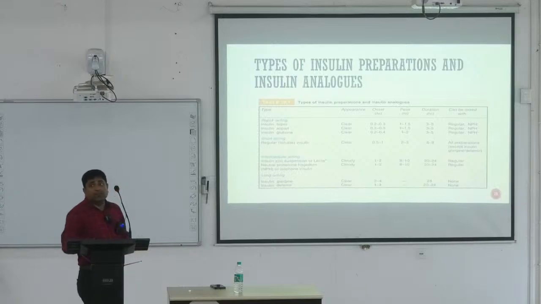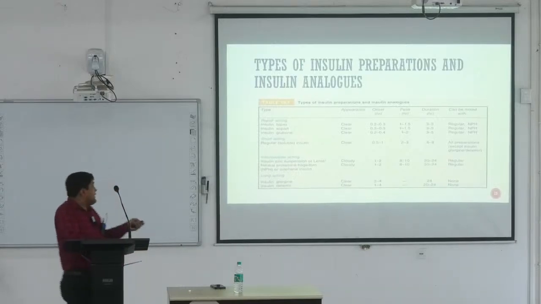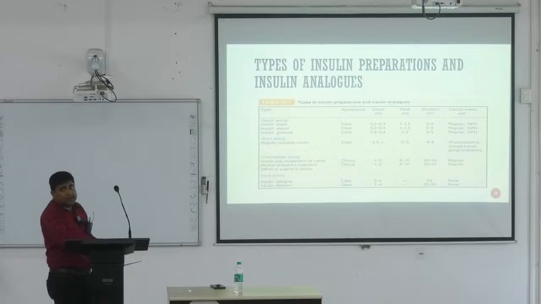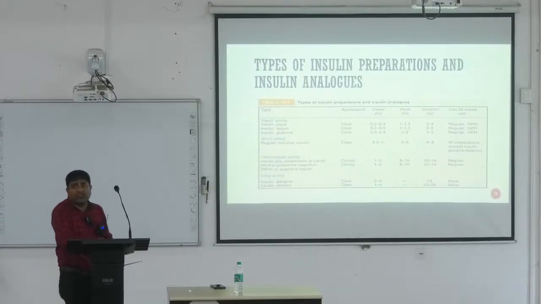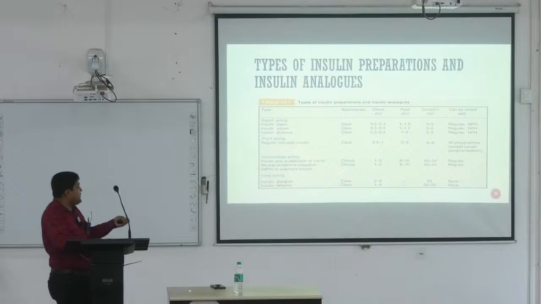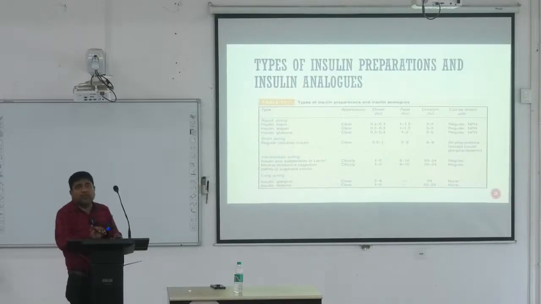Now, the types of insulin preparations available in the market are: number one, rapid-acting insulin. They include insulin lispro, insulin aspart, and insulin glulisine. The short-acting insulins are regular or soluble insulin. Intermediate-acting insulins are insulin zinc suspension, also called lente, and neutral protamine Hagedorn, that is NPH insulin, also called isophane insulin. Long-acting ones include insulin glargine, insulin detemir, and also insulin degludec.